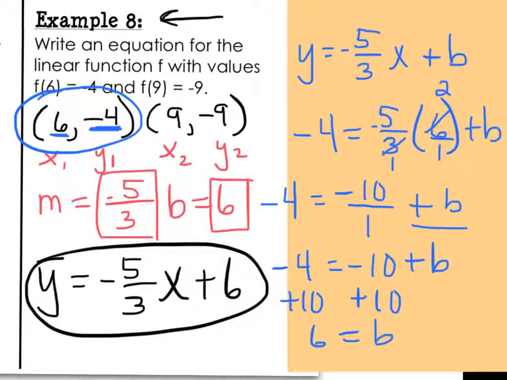Now again, I'm going to challenge you to take all of this work and instead of applying it to the slope-intercept form, I want you to use the point-slope form and do that alternate method. So in your notebooks, make sure to identify a location for example 8 and do that point-slope form so that you can have another method of doing the same thing.